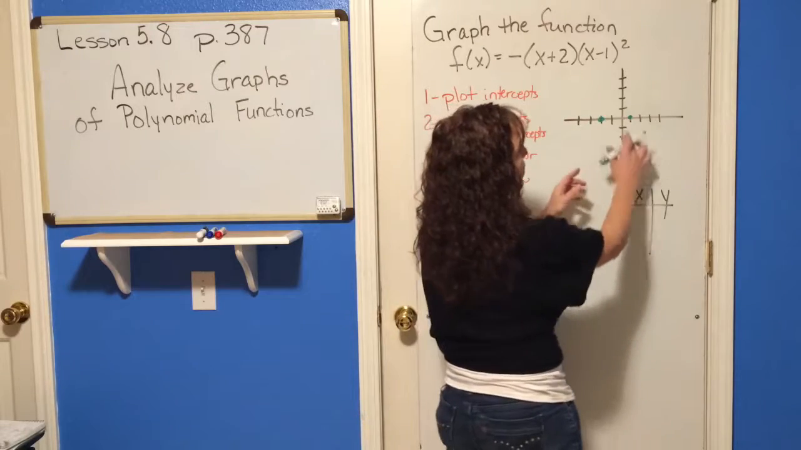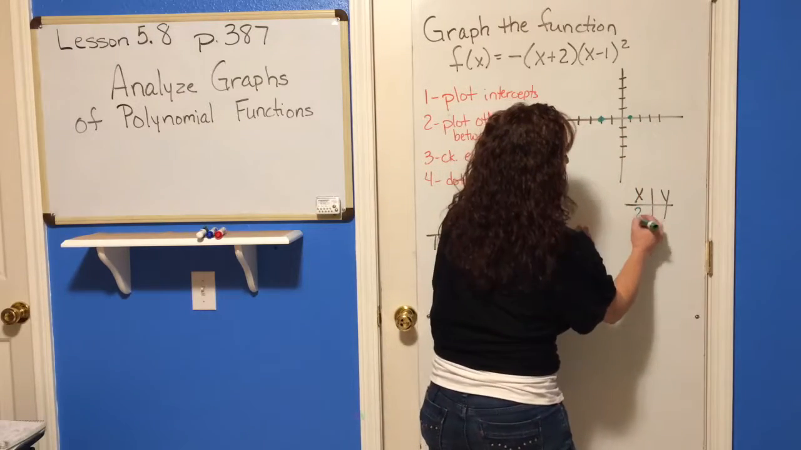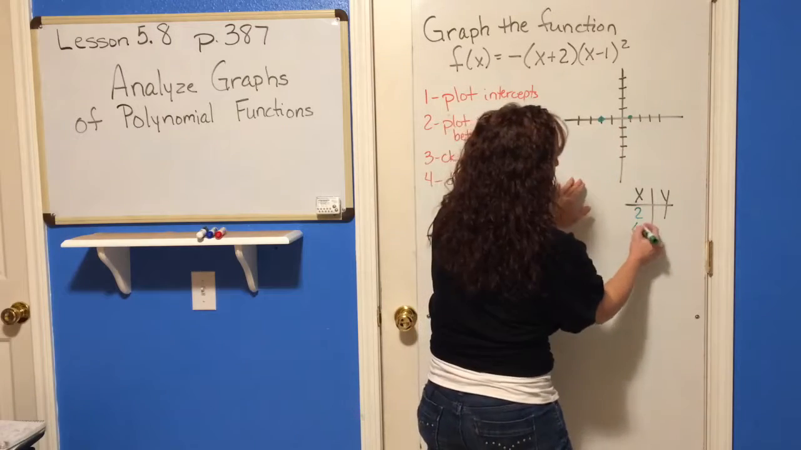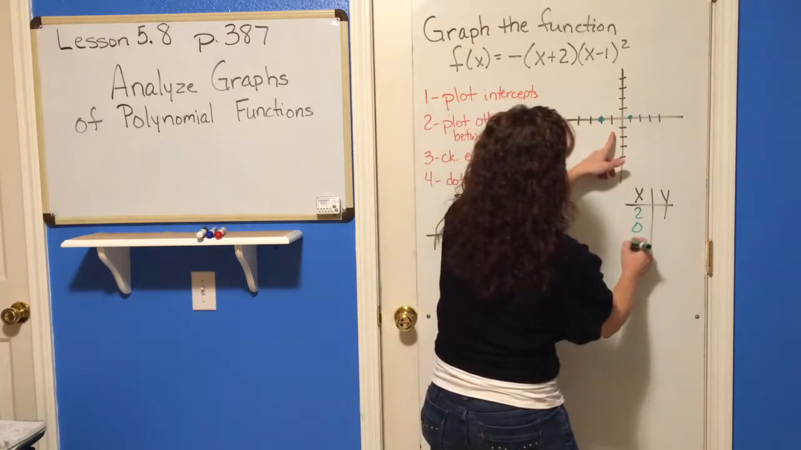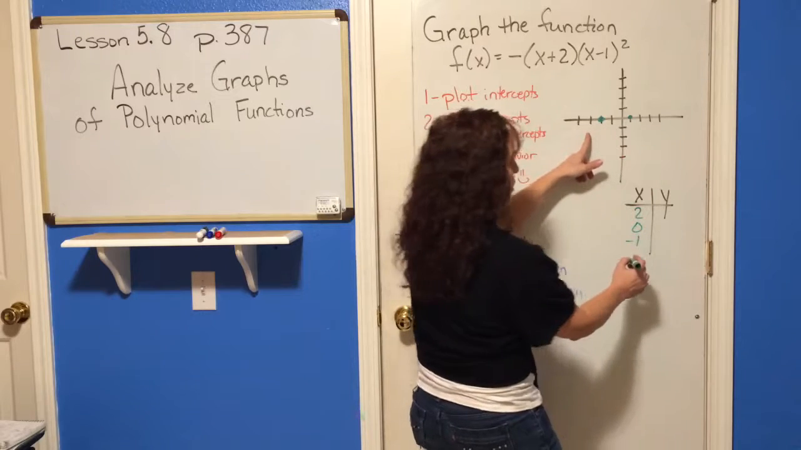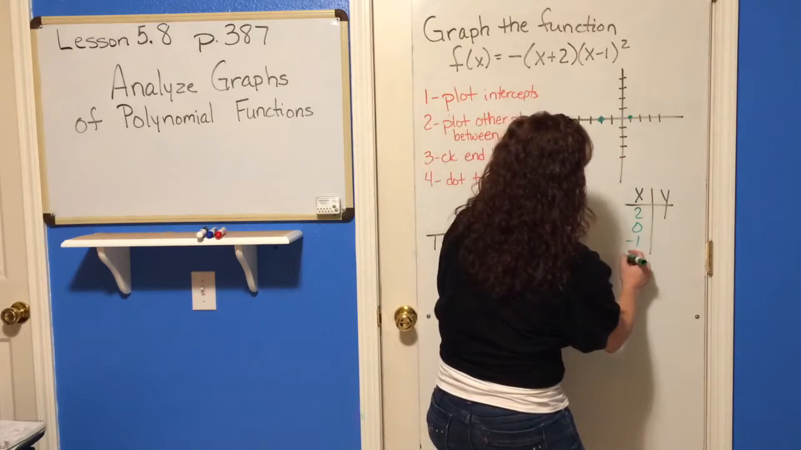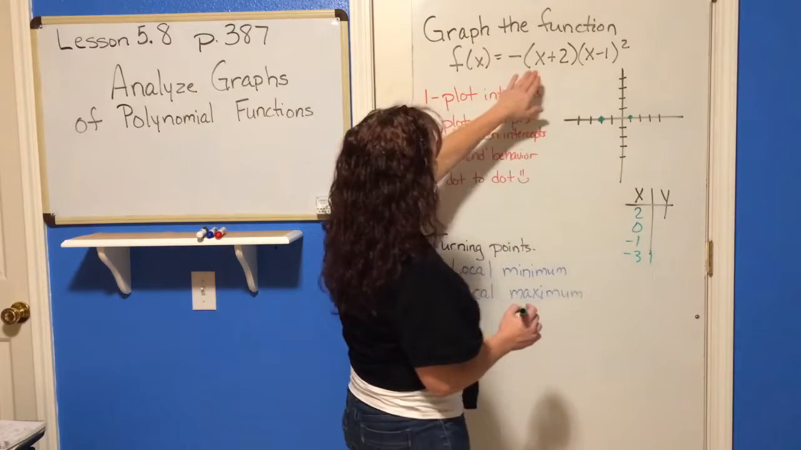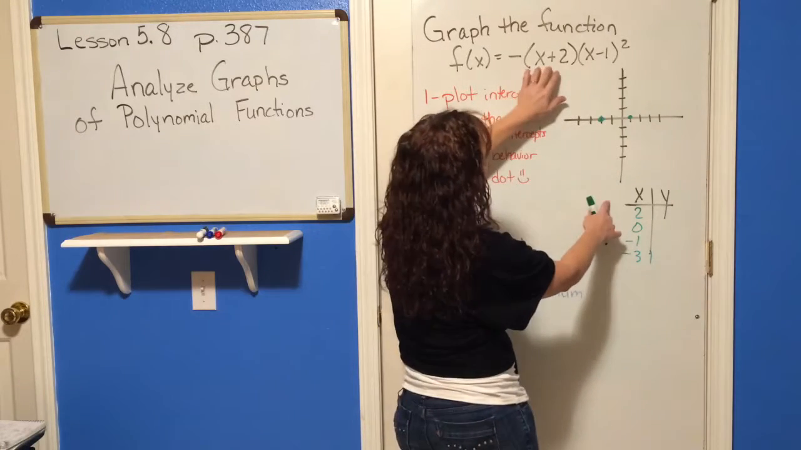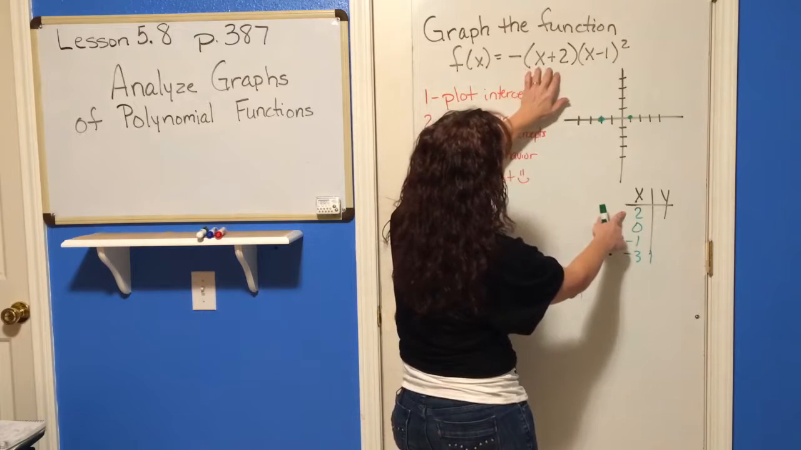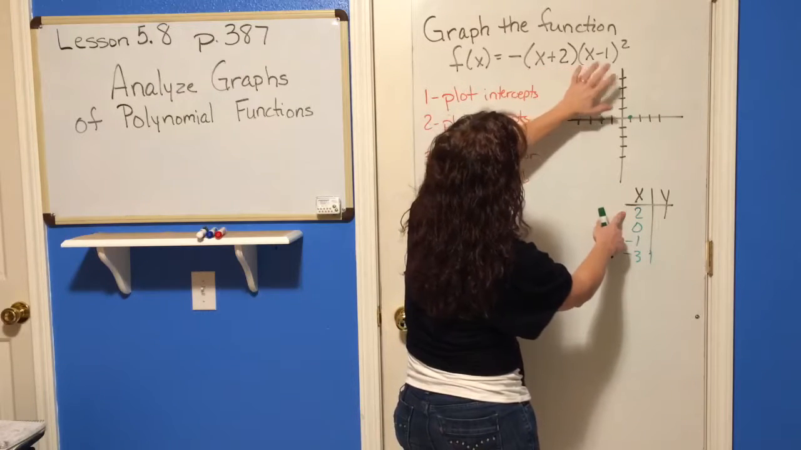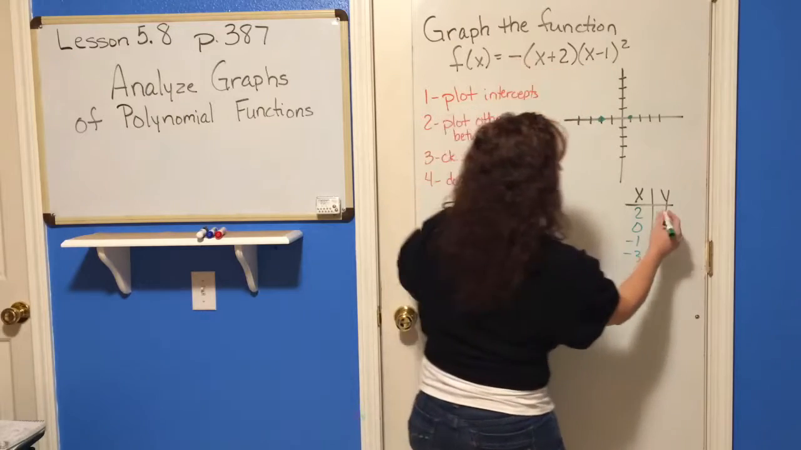So let's go 1 to the right, so we're going to go 2, and let's go 1 to the left, so let's go 0, and let's go negative 1 here. And we may as well go one more down, maybe a negative 3 here. Okay, so let's put those points in. For 2, 2 plus 2 is 4, and then 2 minus 1 is 1, squared is 1, so there's 4, and negative is negative 4.